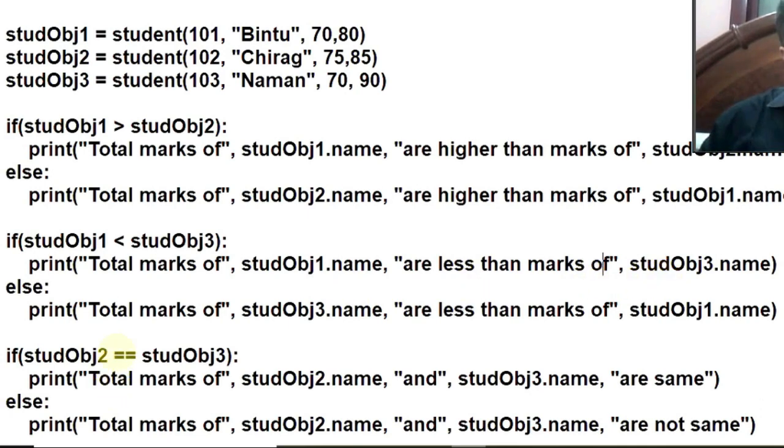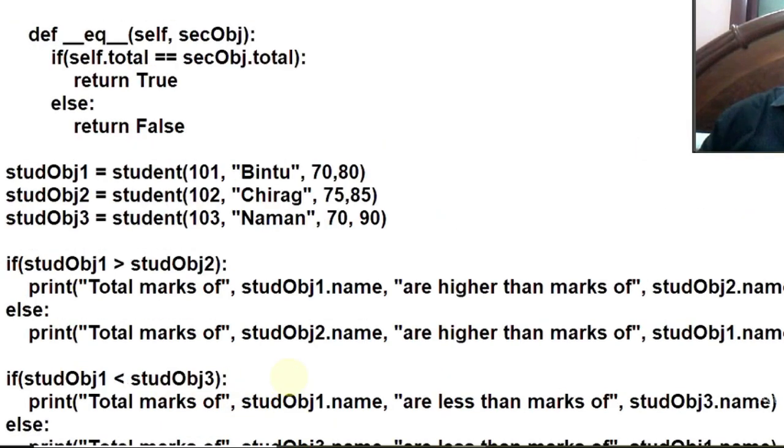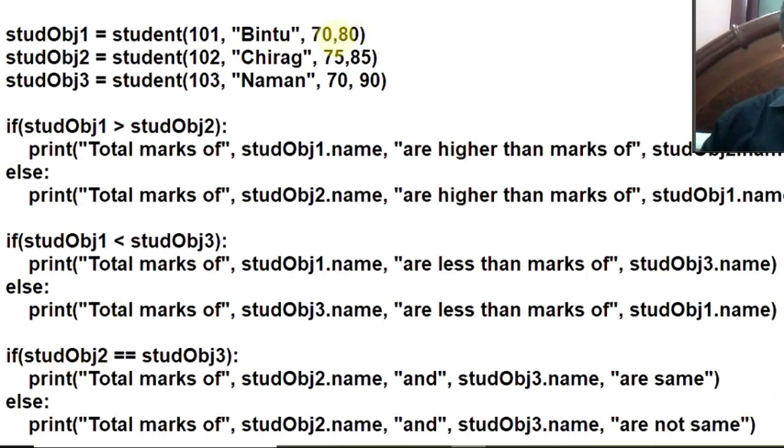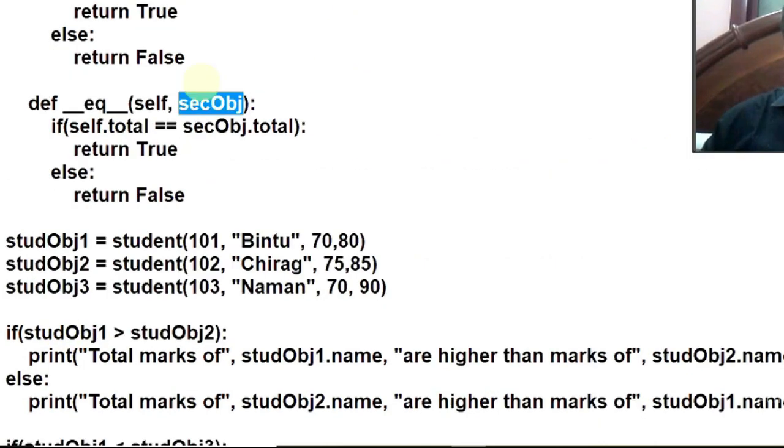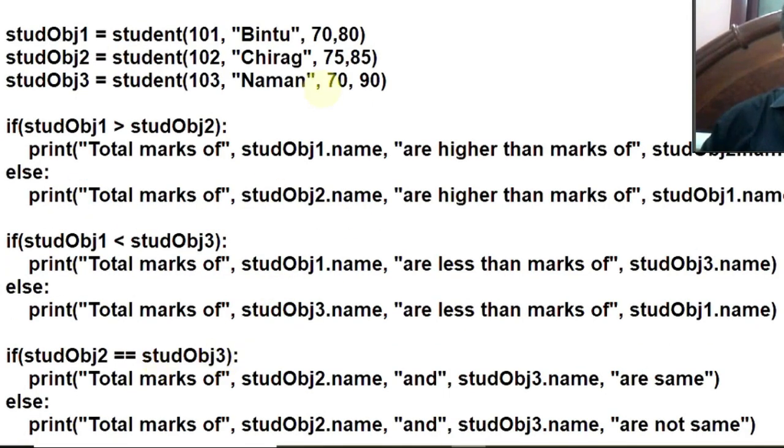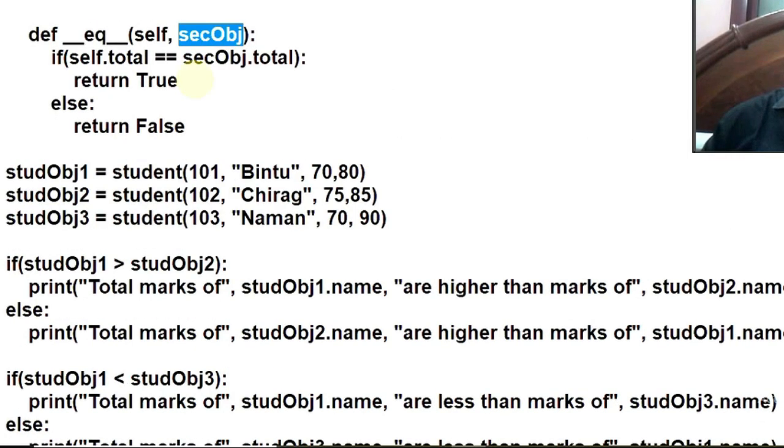Now here, you are overloading the equal to operator. Stud obj2 is invoking this double equal to operator, and stud obj3 will be passed as an argument which will be assigned to the sec obj parameter. The total of the object which invoked this magic function, that is stud obj2, is 160, right? So is 160 equal to the total of this stud obj3? The total of stud obj3 is also 160. So is 160 equal to 160? Yes. So this magic function will return boolean value true.